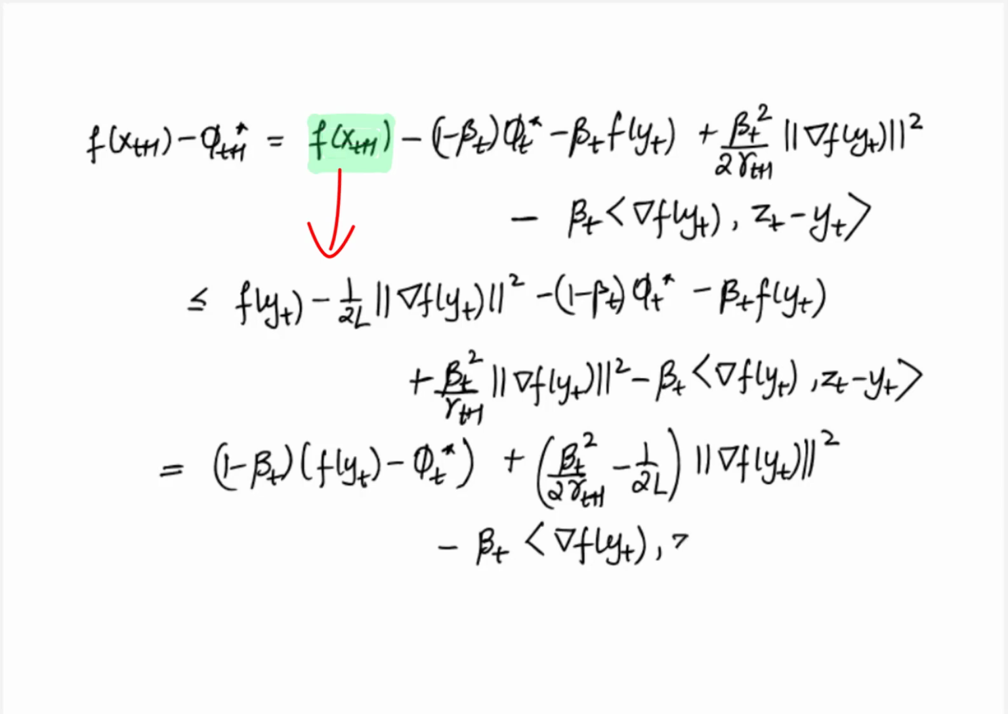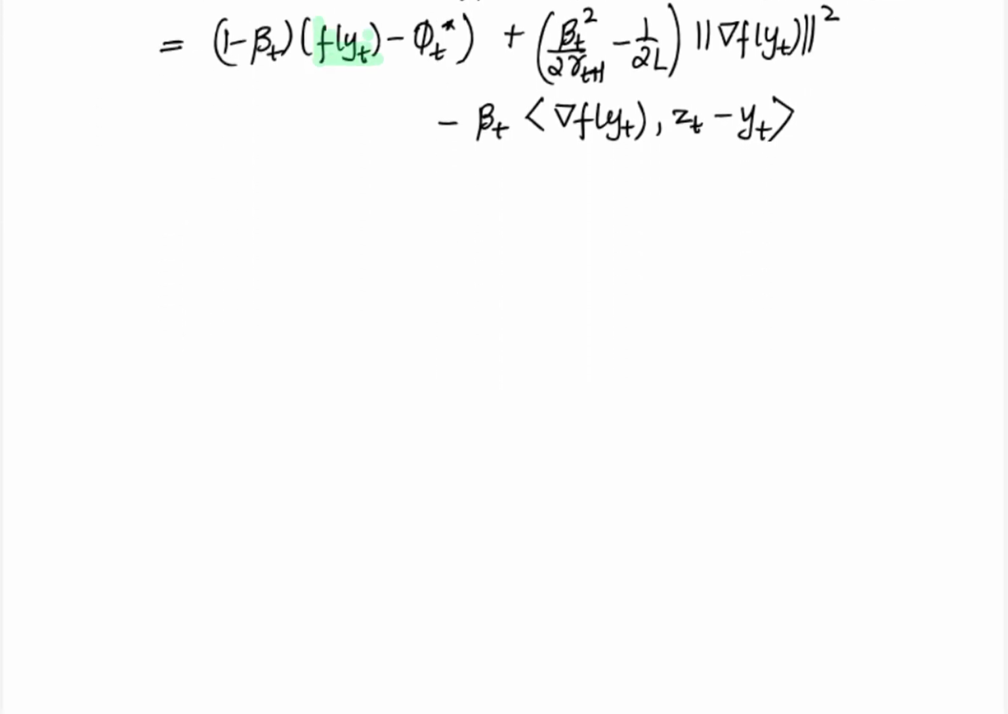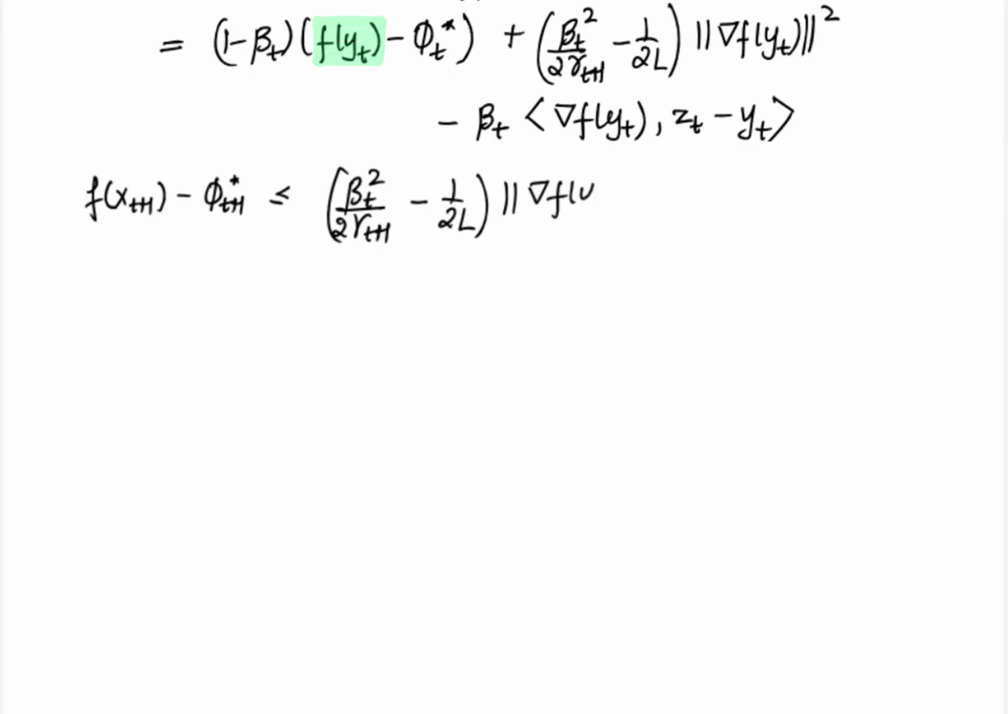And finally we use the convexity of f and the induction hypothesis to get that this quantity, this right hand side, is less than equal to (beta t square divided by 2 gamma t plus 1 minus 1 over 2L) into norm square of gradient f of yt plus inner product of gradient f of yt comma (1 minus beta t) (yt minus xt) plus beta t into (yt minus zt).